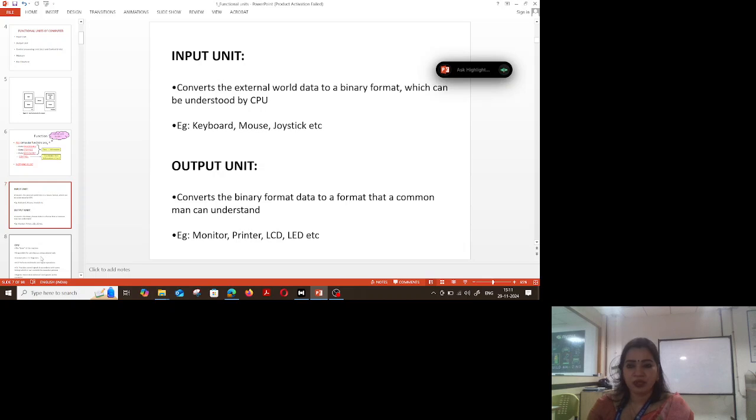Input unit, which converts the external world data to the binary format, because the computer will understand only binary information. Some examples are keyboard, mouse, and joysticks. And we need the output unit to convert the binary form data to a human readable format. Some examples are monitor, printer, LCD, and LED.